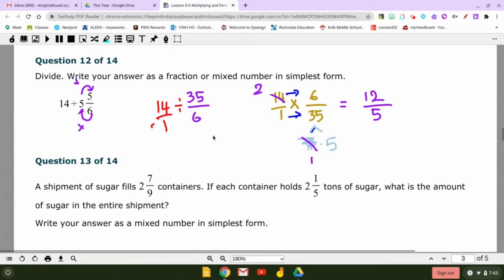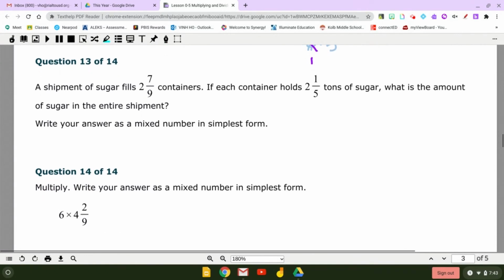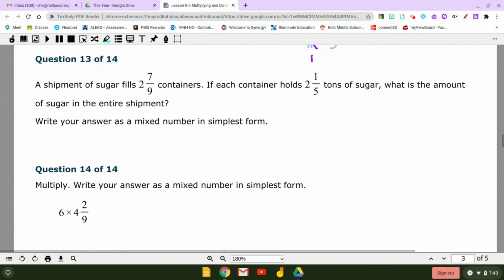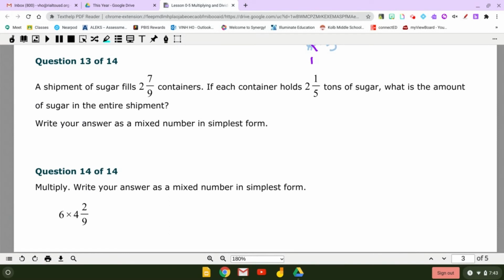All right, we're heading to problem 13. A shipment of sugar fills 2 and 7/9 containers. Each container holds 2 and 1/5 tons of sugar. What is the amount of sugar in the entire shipment? The shipment of sugar filled 2 and 7/9 containers. If each container holds 2 and 1/5 tons of sugar, what is the amount of sugar in the entire shipment?